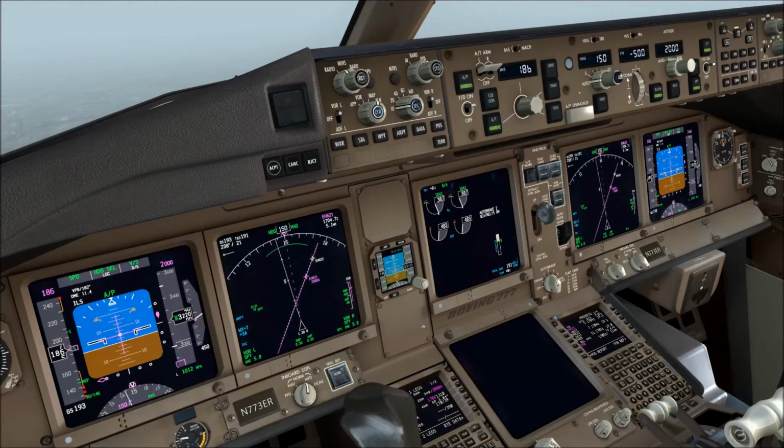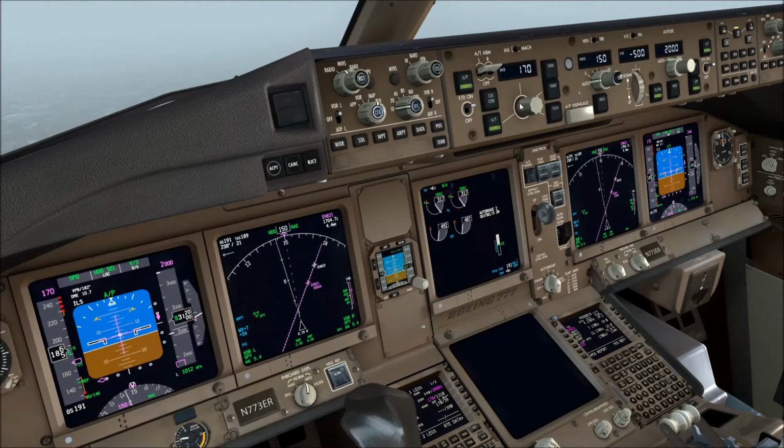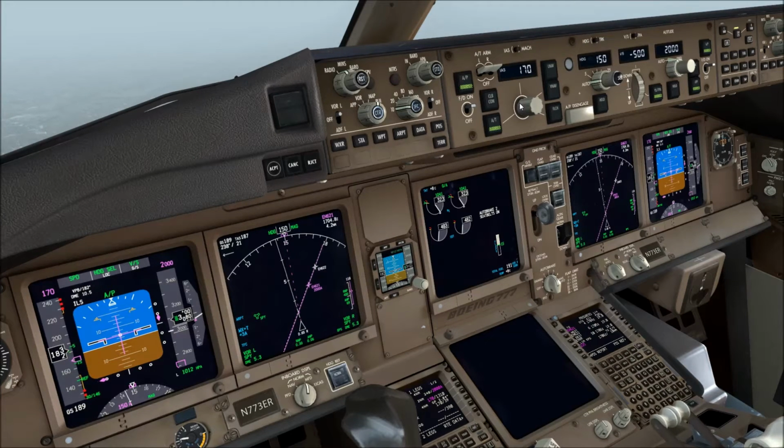You probably have noticed I'm trying to fly a continuous descent approach, and later on we'll fly a low drag approach as well. Low drag approach is just a concept where basically you try to delay as much as possible the extension of the gear and the flaps.